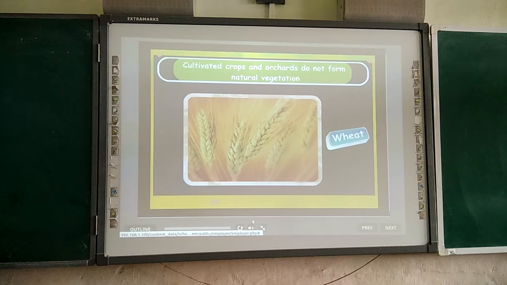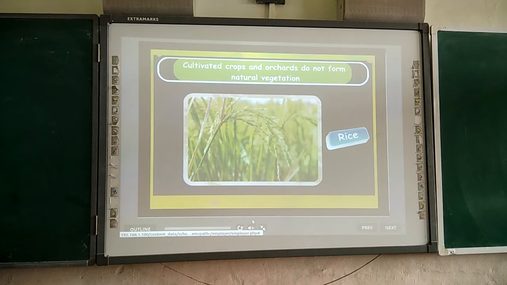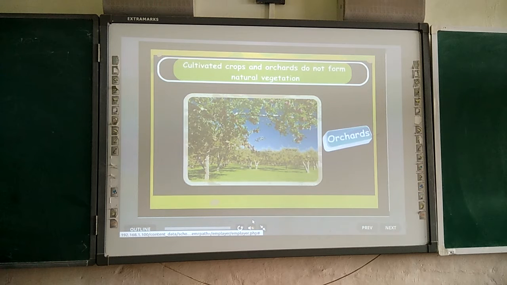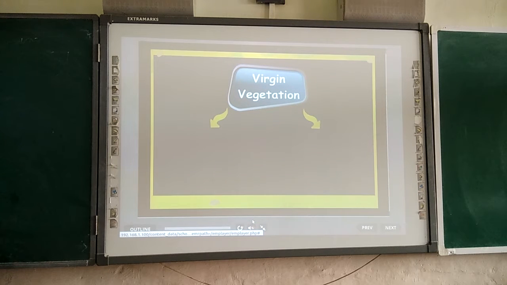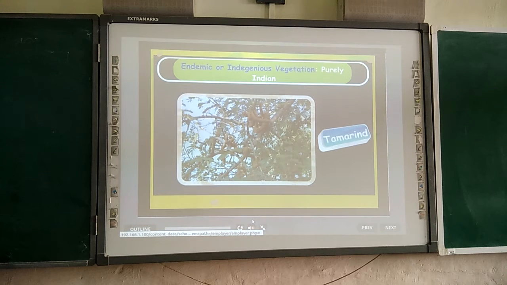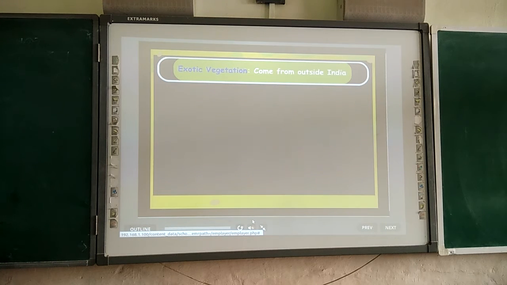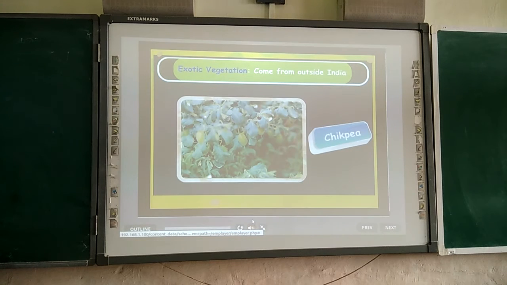All types of crops we grow like wheat crop, maize crop, rice crop, and orchards form a part of vegetation, but they do not grow naturally. The virgin vegetation can also be classified into two types. Virgin vegetation which is purely Indian is known as endemic or indigenous vegetation, such as betel, neem, tamarind, etc. Whereas those which have come from outside are known as exotic vegetation, like eucalyptus, mandarin, chickpea, etc.